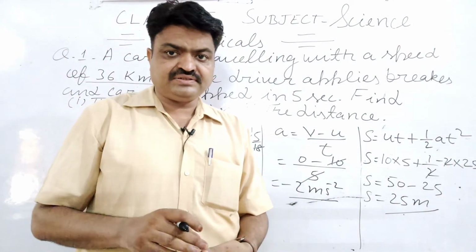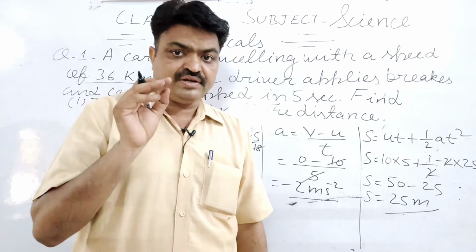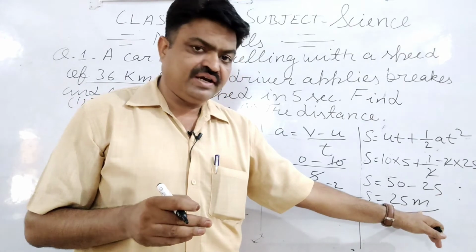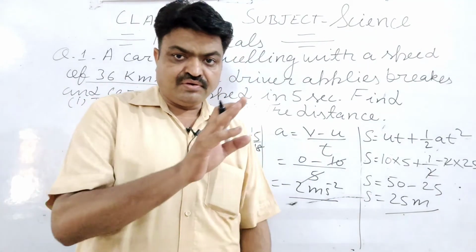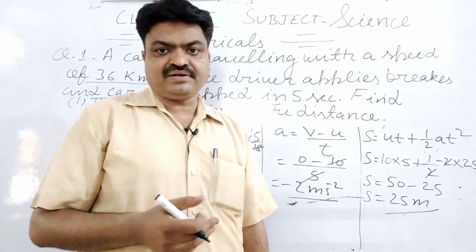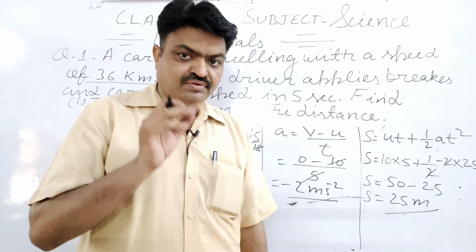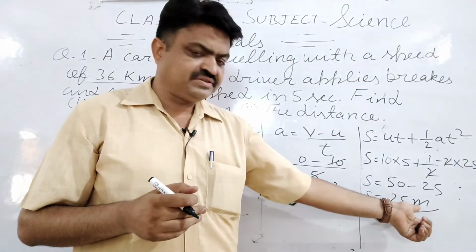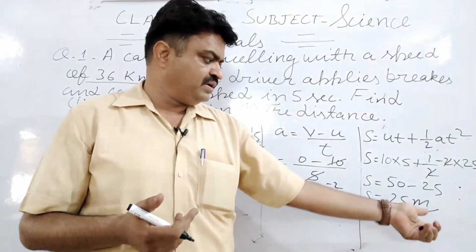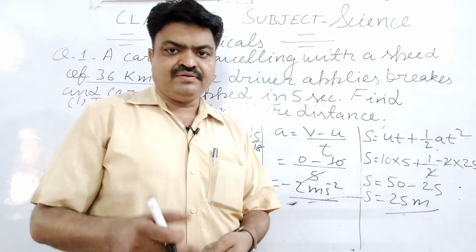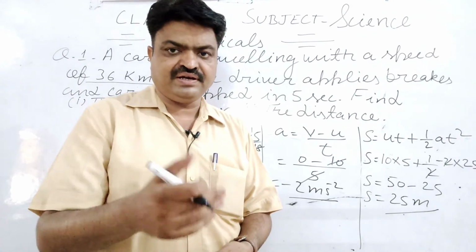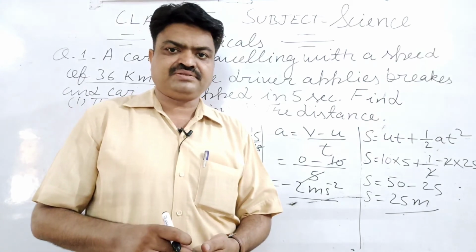So when you write the answer, student, you will not write only the magnitude. You will also write the SI unit with the magnitude. If you don't write the SI unit, your marks may be deducted by the teacher. So always try to write the SI unit of the magnitude that you are getting. If you are getting the distance, then you write meter. If you are finding the velocity, then you write meter per second. If you are finding the acceleration, then you write meter per second square.